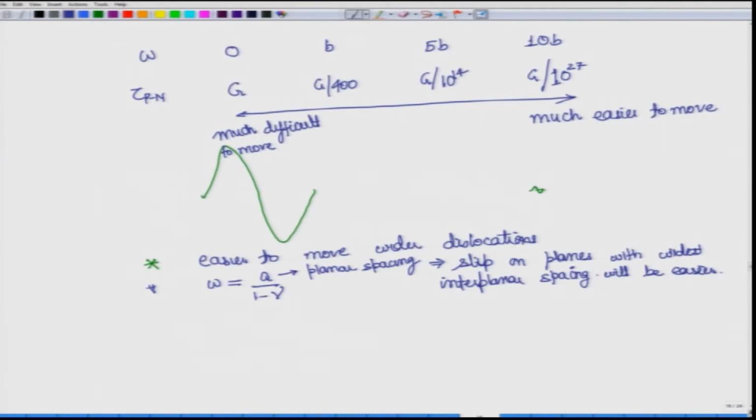And when will you have the widest planar spacing? When you have the densest planes. So, this implies densest planes will show slip of dislocation. So, this factor which is in the tau Pn is also giving us some information about the geometry.